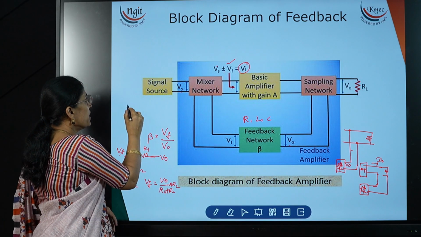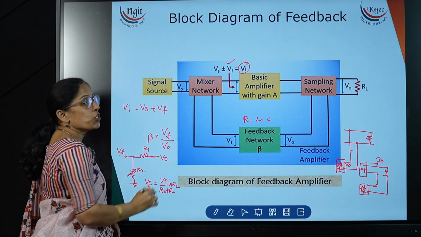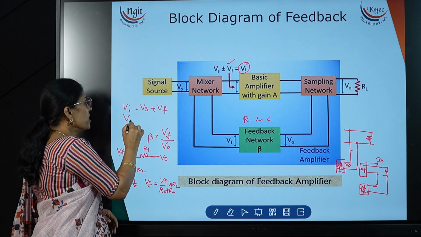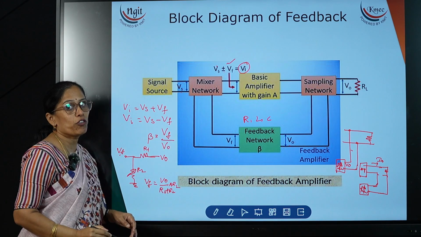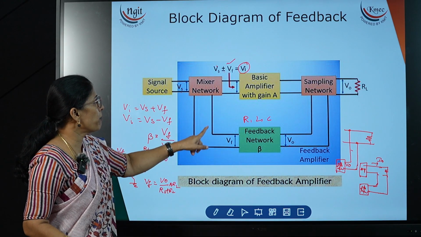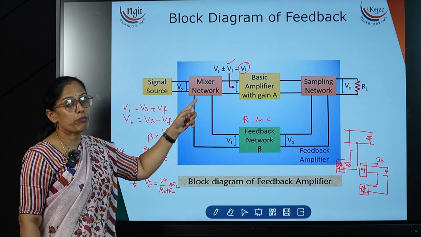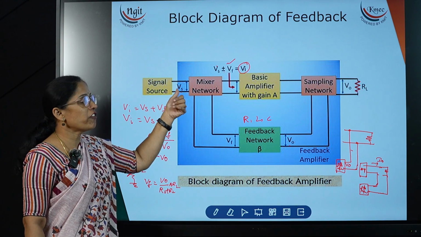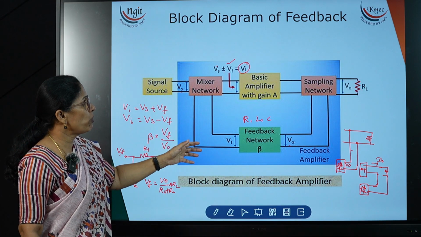If Vi is equal to Vs plus Vf, then this is positive feedback. If Vi is equal to Vs minus Vf, then this is called negative feedback. Whatever signal we are applying, if it is in phase with the input signal, it is called positive feedback. If it is out of phase with the input signal, it is called negative feedback. Now this is about the block diagram.